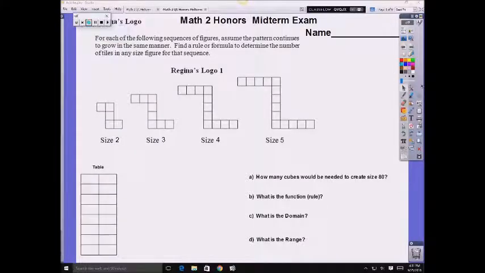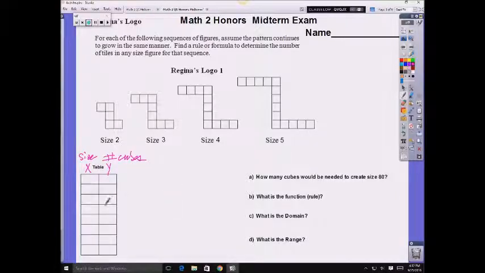Question number 1 grows at a linear rate. So the table's pretty helpful. If you organize your data in a table, the X and the Y, the X is going to be the size number, and the Y is going to be the number of cubes it takes to build that size.